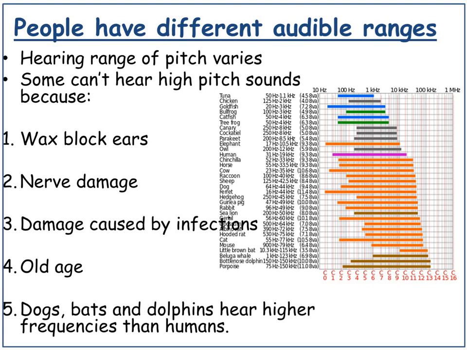We said before that people have different audible ranges. Hearing range of pitch varies. Some can't hear really high-pitched sounds because they might have wax blocking their ears. They might have nerve damage. They might have damage caused by infections. They might be of older age. And things like dogs, bats, dolphins, etc. can hear higher frequencies than humans.